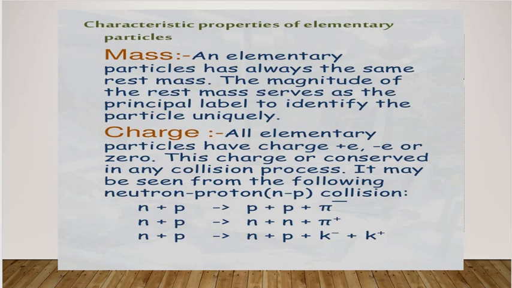Next property is charge. All elementary particles have charges either plus e or minus e or 0. Usually we will denote the charge of any particle in terms of the charge of electron. So ഒന്നുകിൽ പോസിറ്റീവ് ഇ, അതല്ലെങ്കിൽ നെഗറ്റീവ് ഇ, അതല്ലെങ്കിൽ 0 ഓർ മൾട്ടിപ്പിൾസ് ഓഫ് ഇ. ഇതിലേതെങ്കിലും ഒന്നായിരിക്കും അതിൻ്റെ ചാർജ് എന്ന് പറയുന്നത്. And this charge is conserved in any collision process.